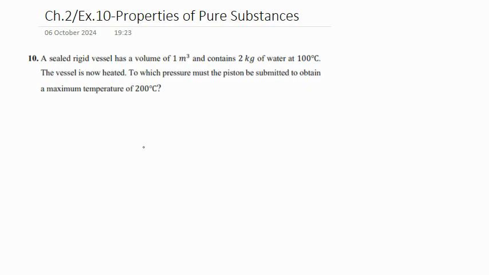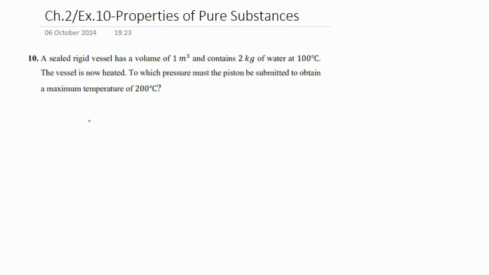Good day, everyone. This is exercise 10, chapter 2, properties of pure substances. So we have a sealed rigid vessel which has a volume of 1 meter cube and 2 kilograms of water at 100 degrees Celsius. What is the pressure when the temperature is 200 degrees Celsius? So here we have two states.